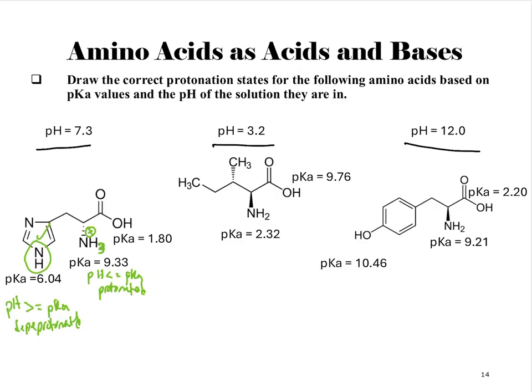And then for the carboxylic acid, or the C terminus of the molecule, is it going to be protonated or deprotonated? It'll be deprotonated because the pH is greater than or equal to the pKa. So it gets deprotonated. So this becomes O minus right there. Okay. Any questions on the first tryptophan?